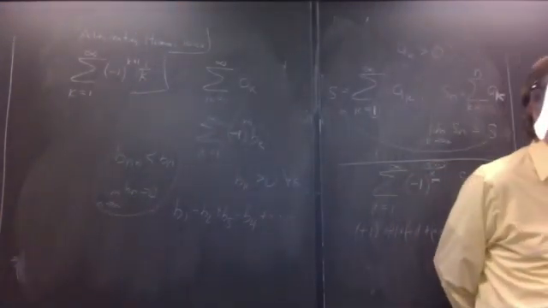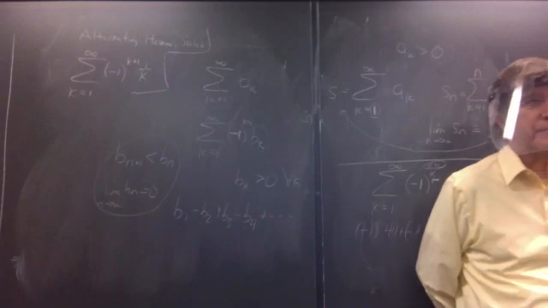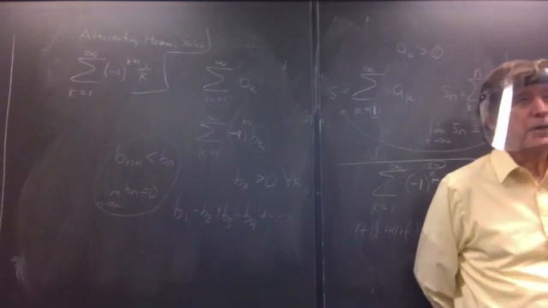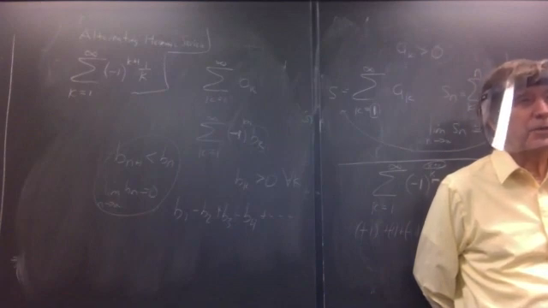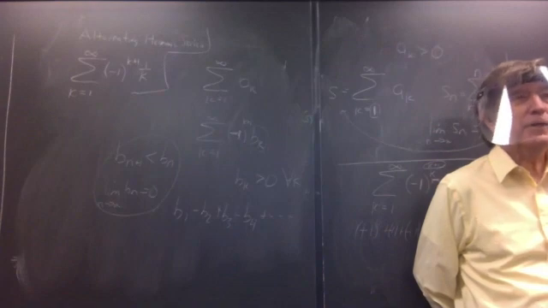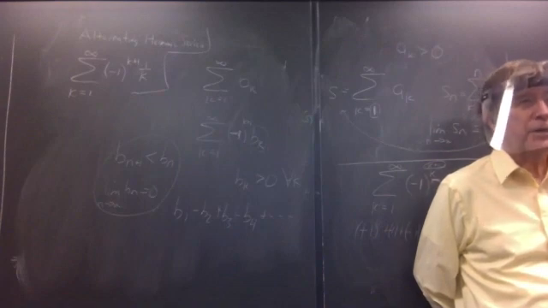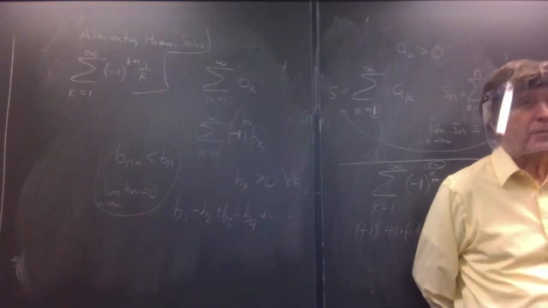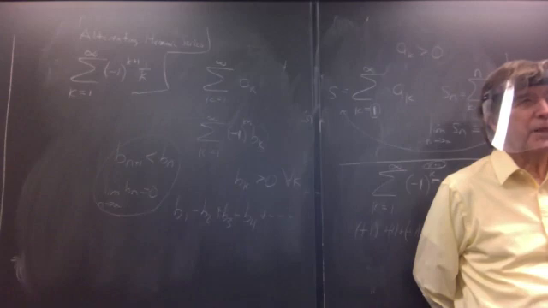Now, what if I put 1 over k squared? 1 over k squared, are those numbers getting small as k gets big? Yes. Is the limit of 1 over k squared 0? Yes. So 1 over k squared, alternating series, converges. What about 1 over the square root of k?